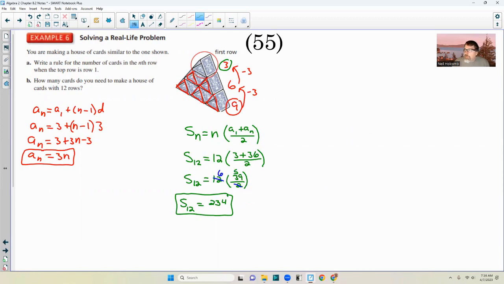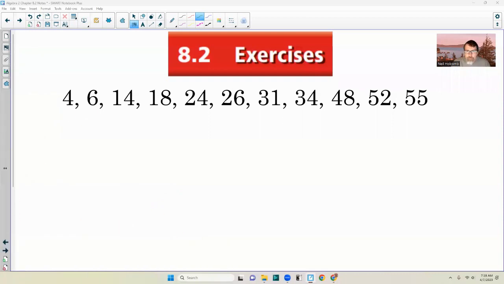Now you should be able to do problem number 55 in your exercises. Okay, so that brings us to the end of chapter 8.2.